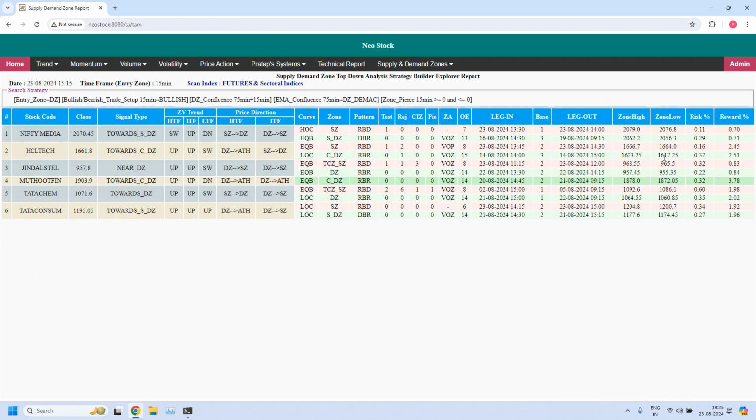Let's filter the stocks. These 6 stocks are filtered. So these 6 stocks are having even daily EMA confluence. And ITF trend is up, 75 minutes trend is up. And currently they are supporting bullish trade setup.